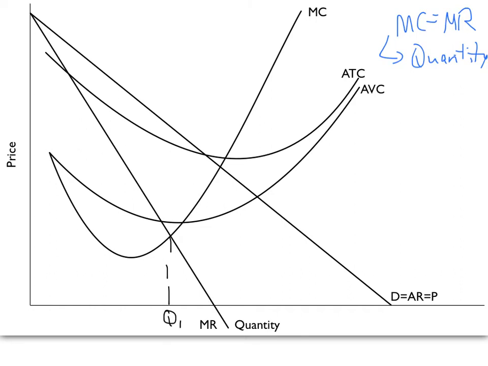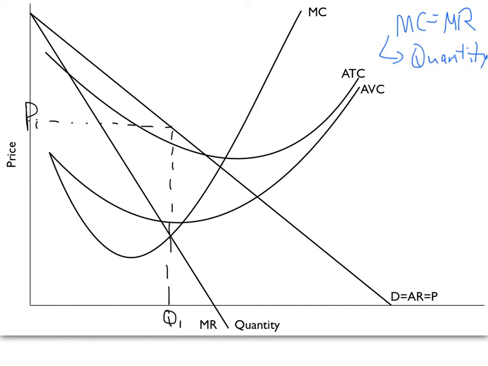Now it's worth noting again that this is not the price. Many people are tempted to draw the price at this point, but I'll point out that DARP, demand equals average revenue equals price, is represented by the other downward sloping line, so that at this quantity the price is actually found up here. So we have to extend our vertical line upwards until we hit that curve, and then indicate our price by coming over to this side. We can draw in P1 at that point.